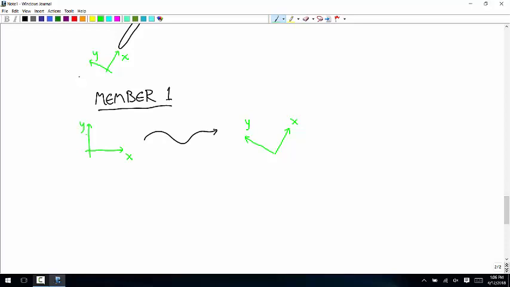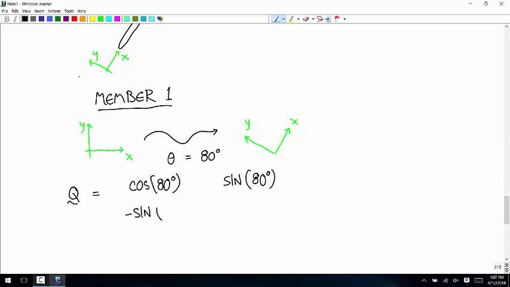Okay, so first, to go from the coordinate system on the left to the one on the right, what's the counterclockwise rotation we have to make? 80, positive 80. So theta is equal to 80 degrees. And so the rotation matrix, capital Q, is cosine of 80, sine of 80, negative sine of 80, cosine of 80.